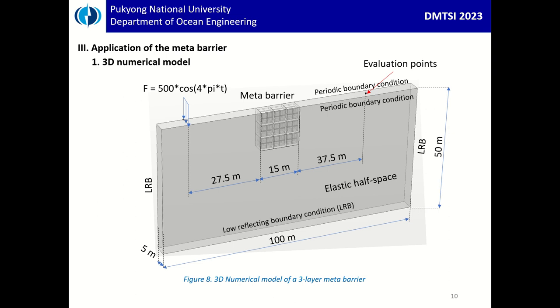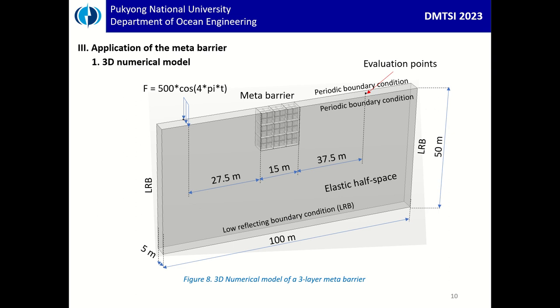50 meters height and 5 meters width, and we use a harmonic excitation force on the line, which is set 27.5 meters from the front of the metal barrier. And 37.5 meters from the back of the metal barrier, we check on an evaluation point on the ground surface.